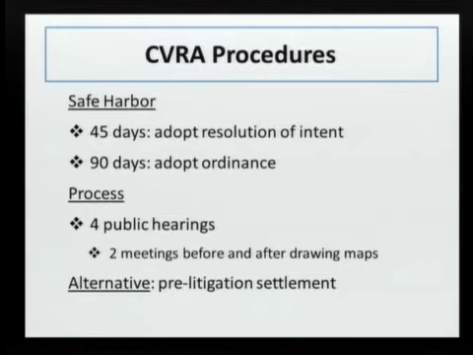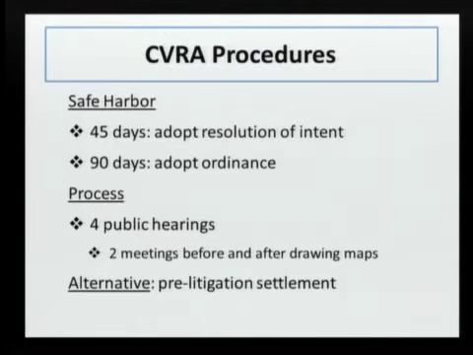And, importantly, the amount of attorney's fees plaintiffs can recover is capped at $30,000. And the fees that they seek must be established as their reasonable costs for preparing the notice that was provided to the city.